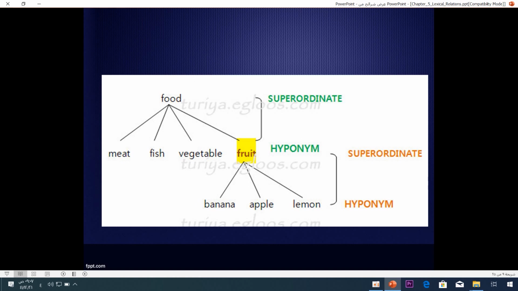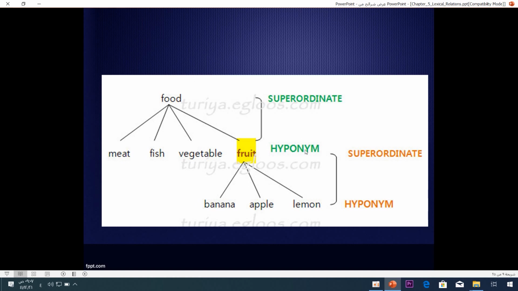So why is it important to teach the lexical relations between words? Because this is very useful, because it enables students to narrow their thinking about the word. So here we have something subordinate, okay.